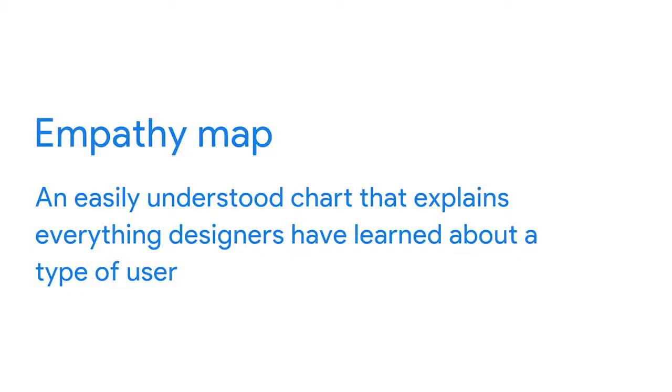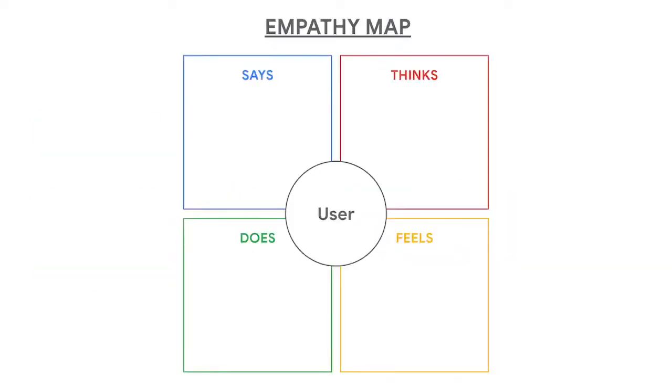One of the ways that we can better empathize with users is by creating an empathy map. An empathy map is an easily understood chart that explains everything designers have learned about a user. Empathy maps have 4 squares that address what a particular user says, thinks, does, and feels.